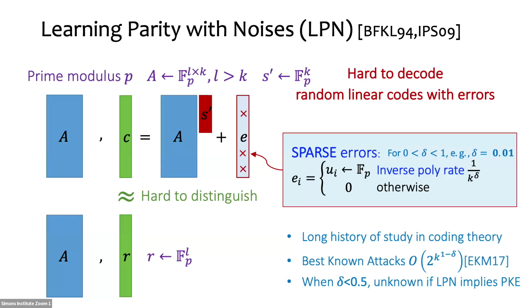This question has had a long history of study in coding theory, and the best known attack so far runs in sub-exponential time. I want to point out that when delta is smaller than 0.5, meaning that the noise rate is high enough, it is actually unknown whether this assumption implies public key encryption. Hence, this is, in some sense, a symmetric key crypto assumption.